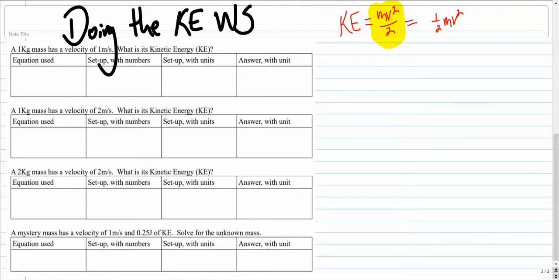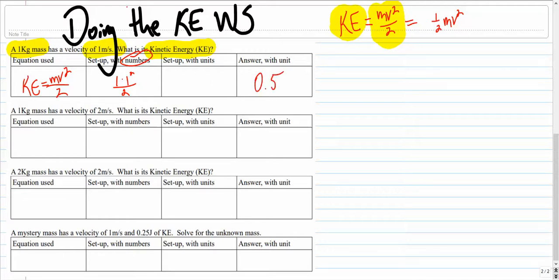So let's look at this first problem. It says a 1 kilogram mass, so that's my m right here, and it has a velocity of 1 meter per second, that's my v, and we want to find the kinetic energy. So we're just going to use this equation as is. We don't have to fiddle with it at all. So our kinetic energy is KE equals mv squared over 2. So the mass is 1, the velocity is 1, but it gets squared, and that's over 2. So 1 times 1 squared is 1. 1 divided by 2 is 1/2.